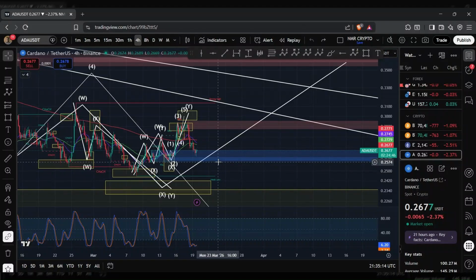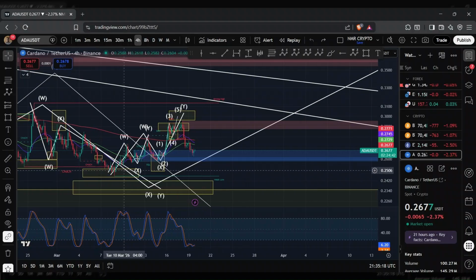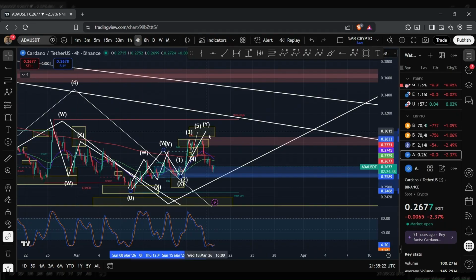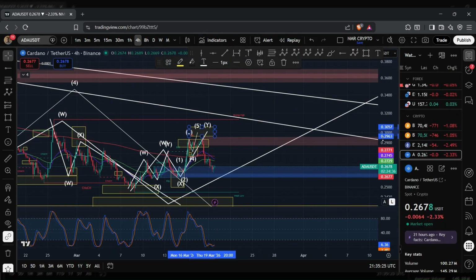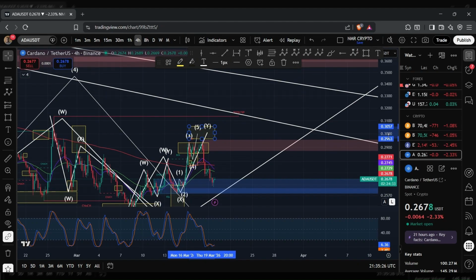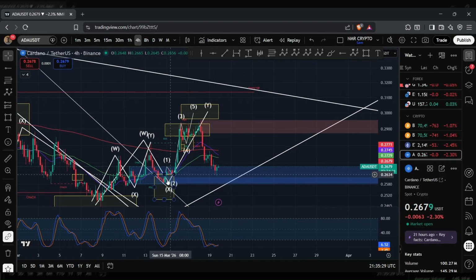So ADA is currently on a downtrend since the previous update, where I mentioned how I was tracking a correction to the upside made up of a WXY structure, and this Y wave had the potential to reach anywhere between around 29 to 30 cents. And in that update, I mentioned how I was tracking a 5-wave move to form the Y wave, given that we had this impulsive move that played out.